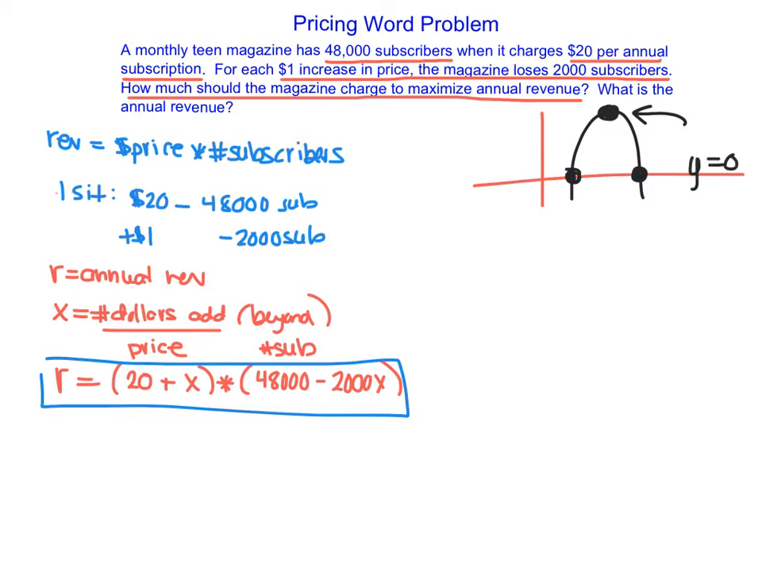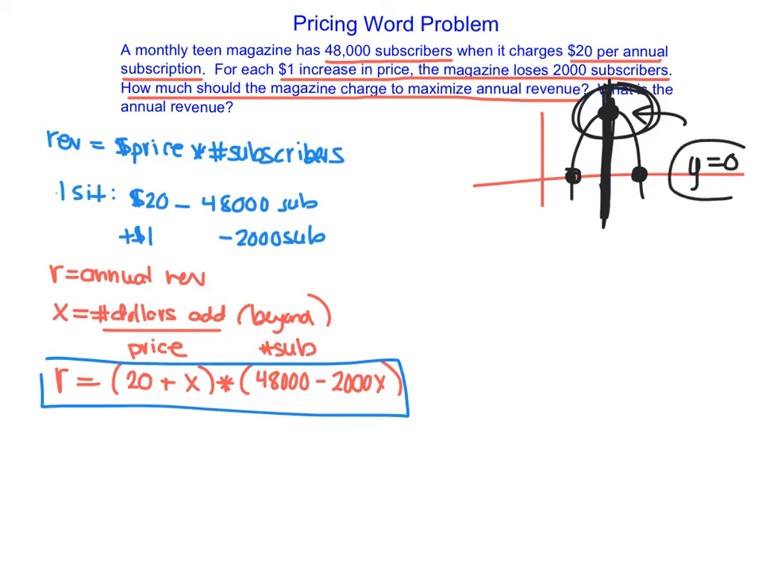And what's nice about those x-intercept points is I know that the vertex point that I need to find my maximum revenue occurs right in the middle of those two x-intercept points. So if I can find those two x-intercept points, I can then average them and find this middle vertex point between them. So what I'm going to do is solve for the x-intercepts here.